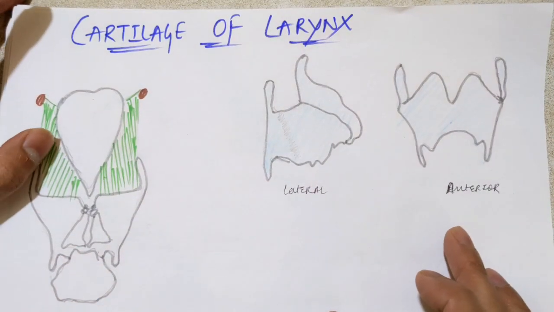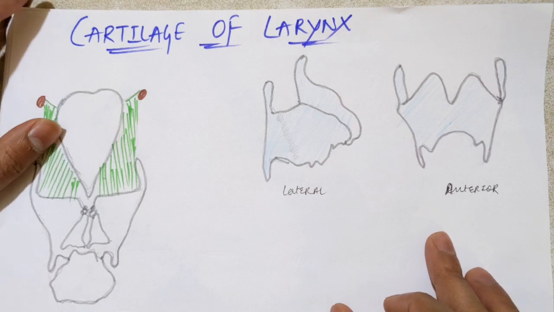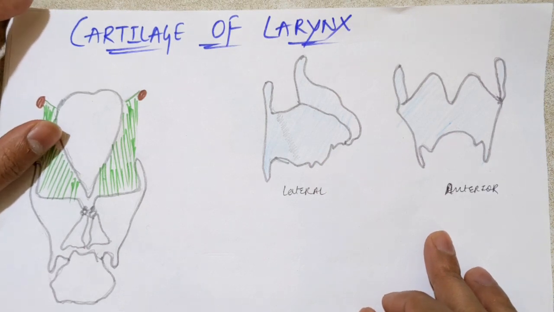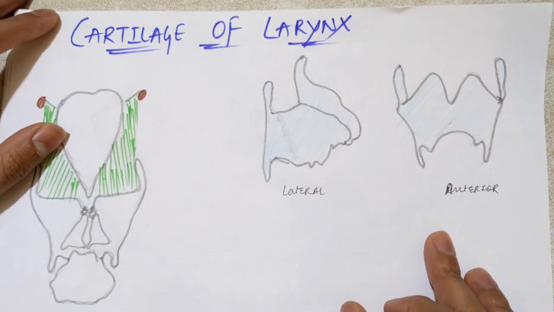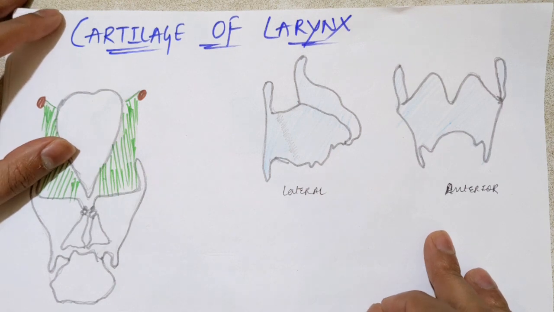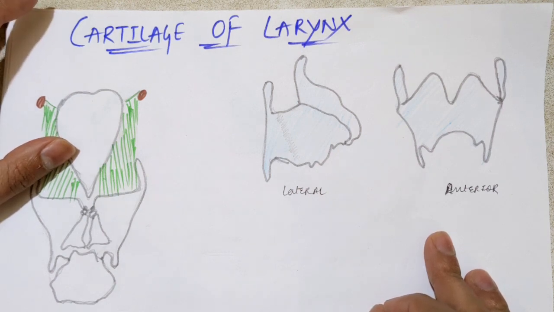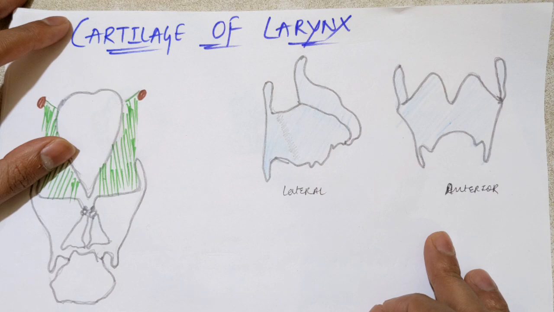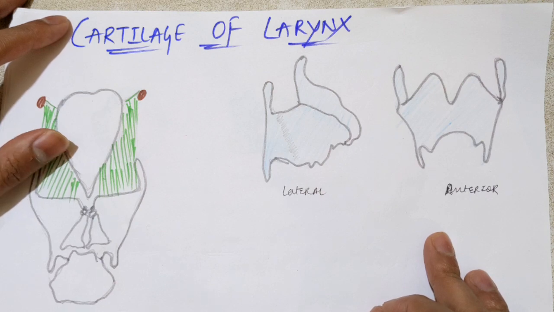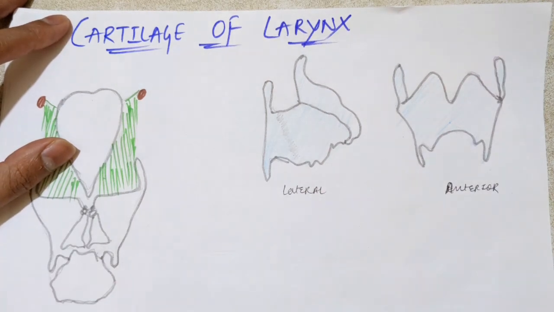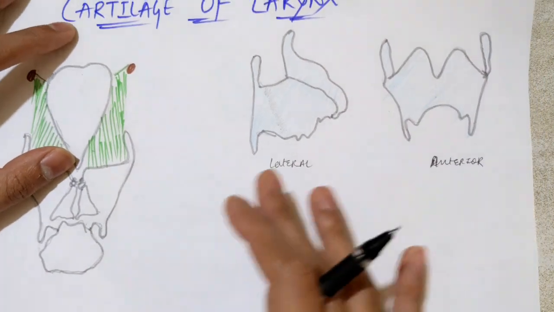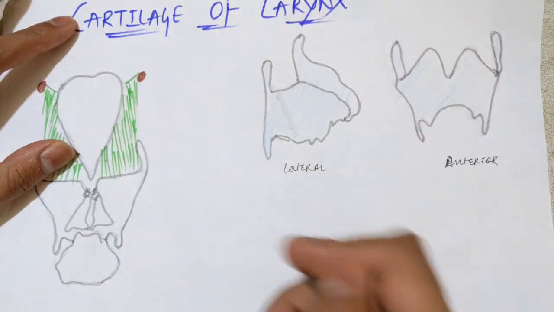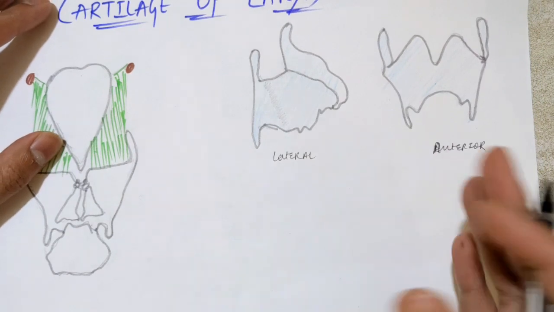So we are here in the section of our larynx. In the larynx we are in the section of our third video, that is part 3. In the first video we discussed the topography. In the second we discussed the cavity of larynx. In this video we are going to discuss the cartilage of larynx. We'll be seeing the classification of cartilage, the number of cartilage, and we will be discussing each cartilage in detail.